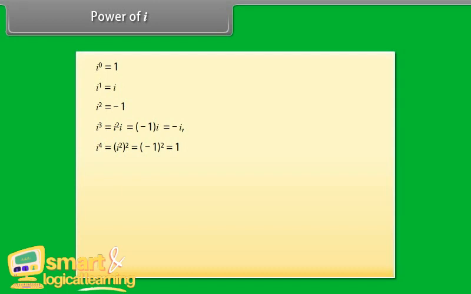Similarly, iota raised to power 4 is equal to the square of iota square, which is minus 1 square, which is equal to 1. Iota raised to power 5 is equal to the square of iota square into iota, which is minus 1 square into iota, which is equal to iota.